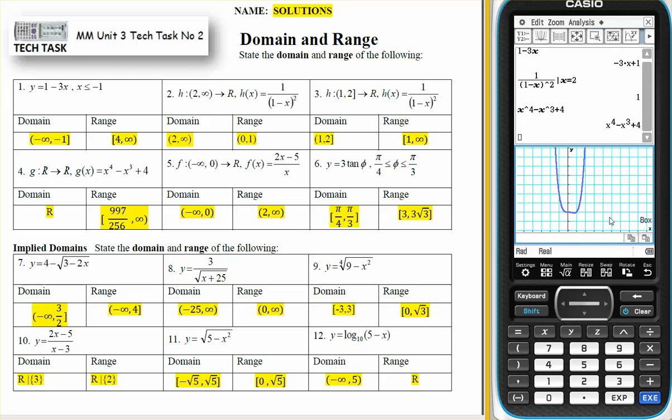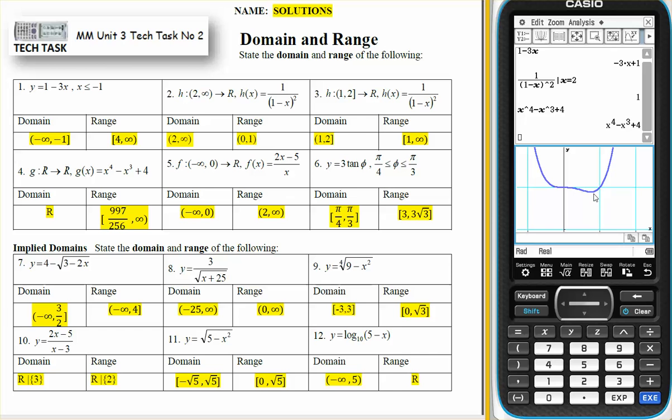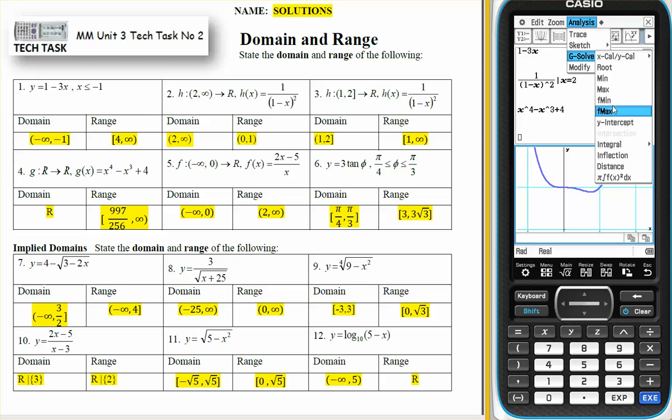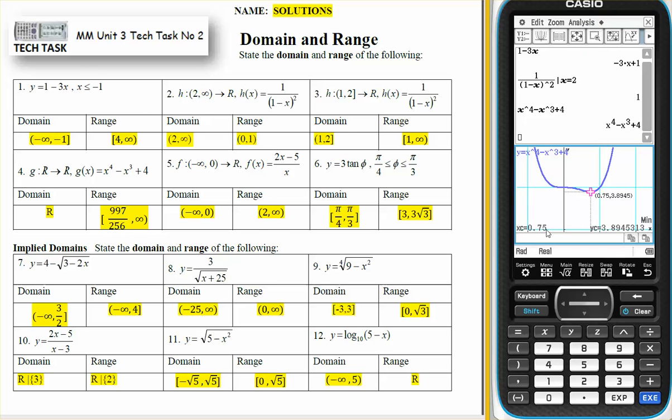If I want to zoom in to see what's actually happening in there, I can see that there is my lowest value of y, and my domain is going to be all real numbers. My range is going to go up to infinity, but I need to find this value. So if I go Analysis, G-Solve, F Min. F Min is when x equals 0.75 and y equals this, but that's not exact.